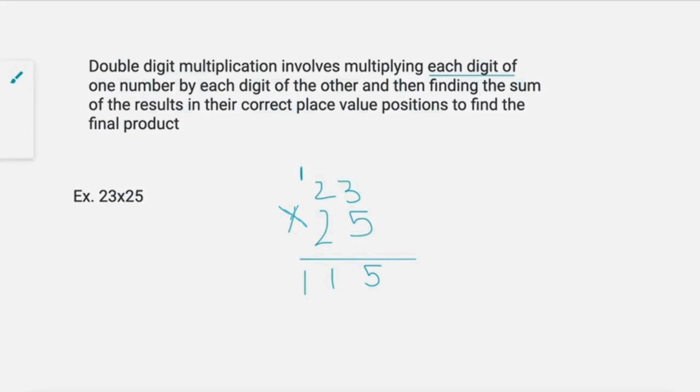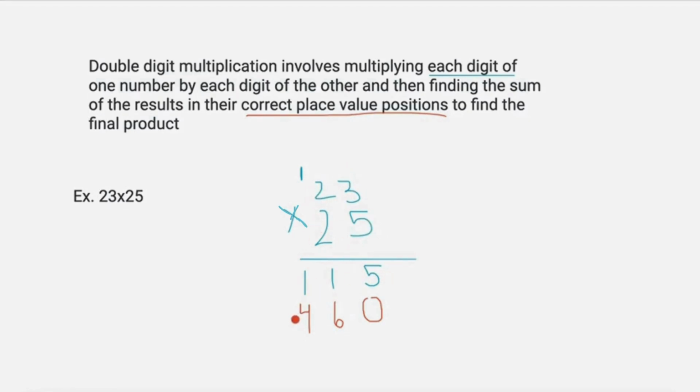And then we're going to go with the second. You need a placeholder, so you make sure it's in the correct place value position. Then you're going to do 2 times 3 and 2 times 2. So 2 times 3 is 6, and there's nothing that you're bringing over, and then 2 times 2 is 4. As you can see, I multiplied each digit of one number by each digit of the other. So you're doing 5 times 3, 5 times 2 first, and then 2 times 3 and 2 times 2.